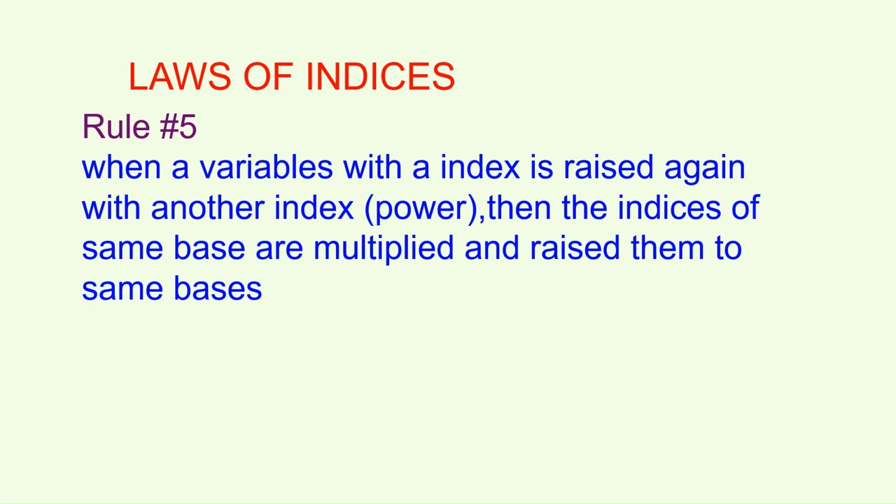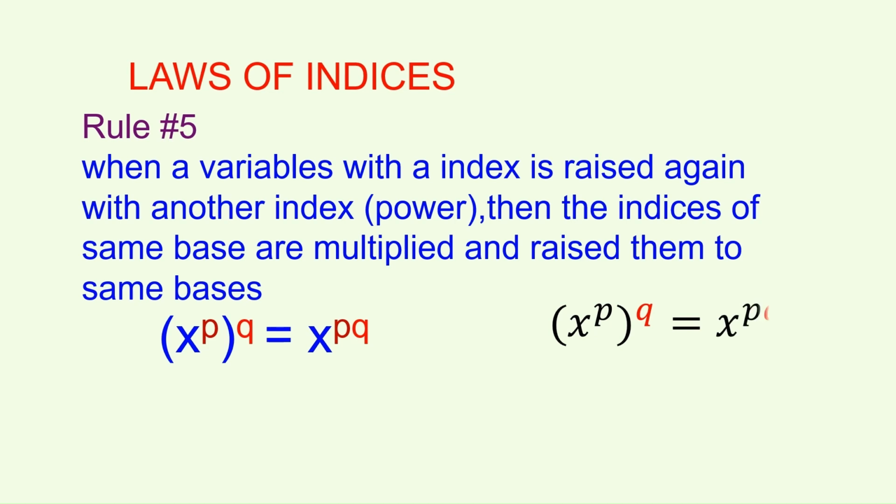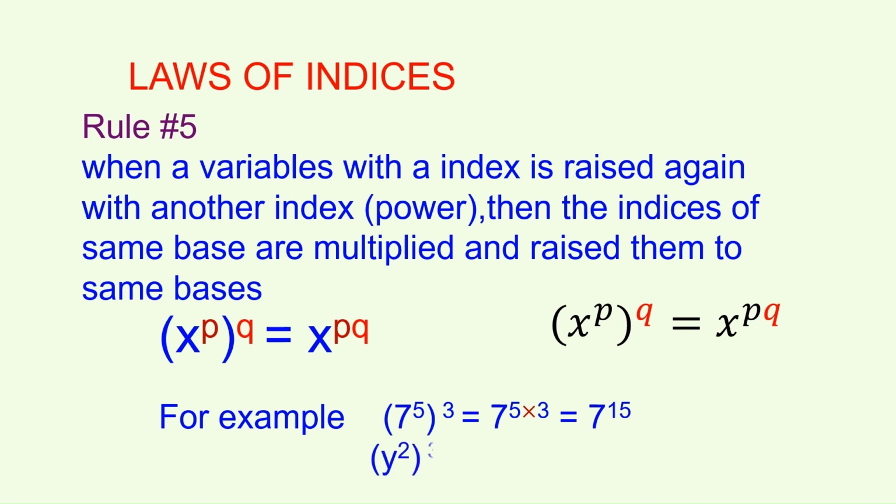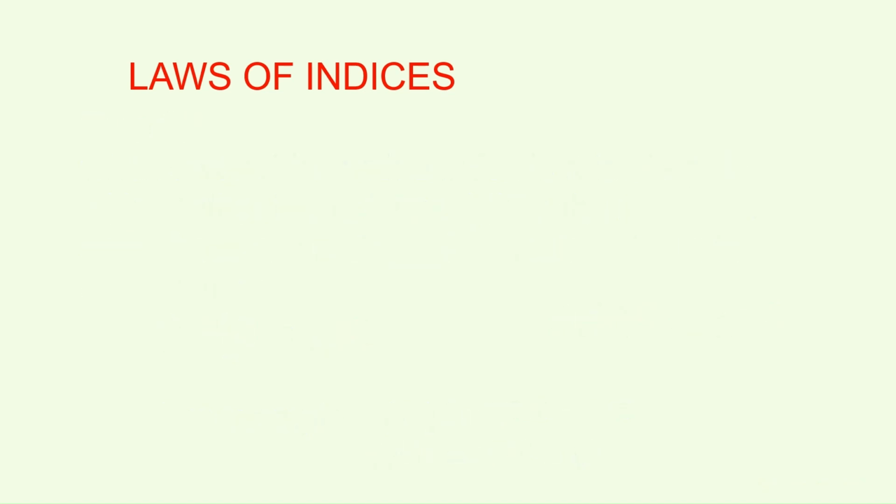Rule number 5. When a variable with its index is raised again with another index, or power, then the indices of the same base are multiplied and raised to the same base. X to the power of p to the power of q equals x to the power of pq. For example, 7 to the power of 5 to the power of 3 equals 7 to the power of 5 times 3, which is equal to 7 to the power of 15. Y to the power of 2 to the power of 3 equals y to the power of 2 times 3, which is equal to y to the power of 6.